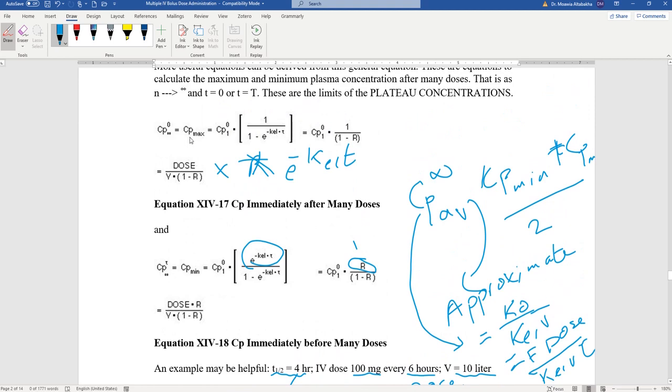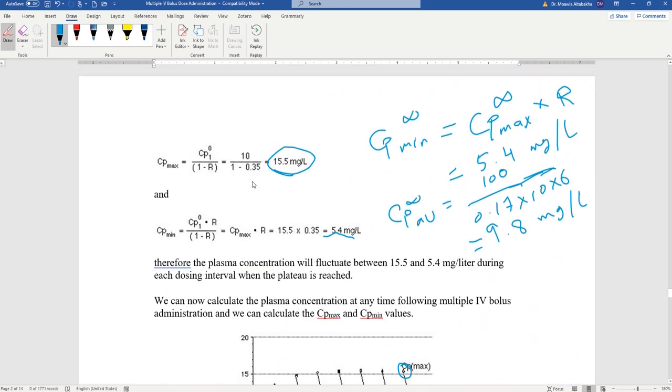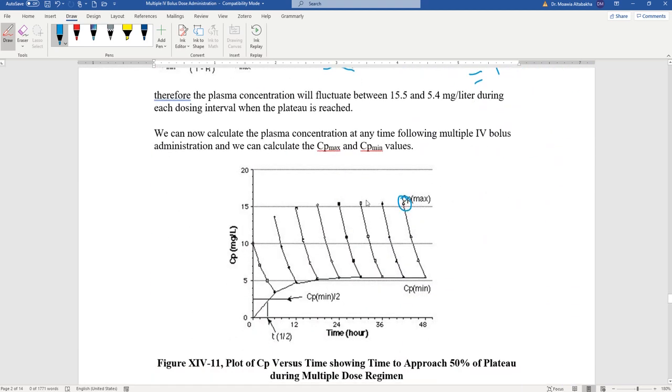With the loading dose, I want to be able to reach CP max. Again, I want to reach this from giving the first dose. Therefore, how will I calculate the loading dose? I multiply CP max by the apparent volume of distribution. It will give me the loading dose that will allow me to get to this concentration from the first dose. And after that I will administer the maintenance dose.